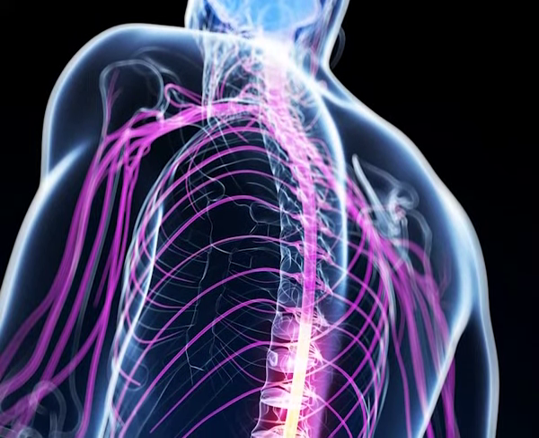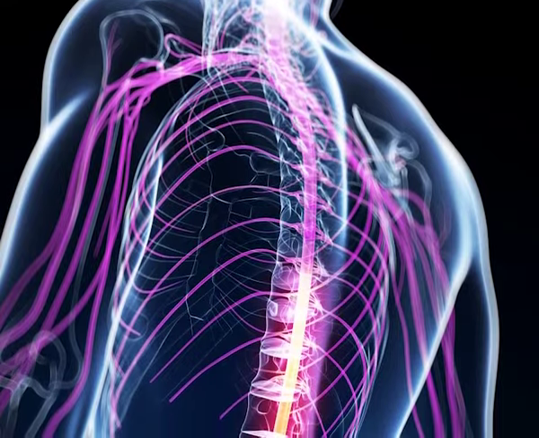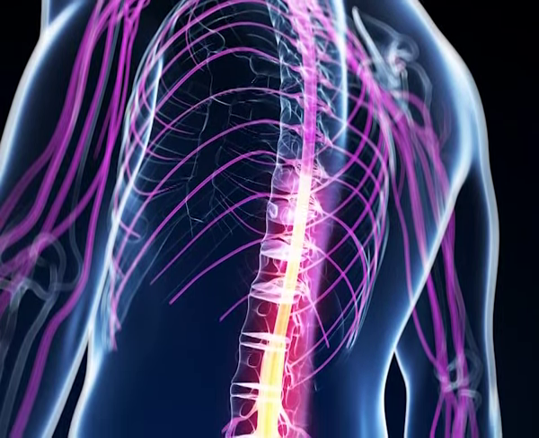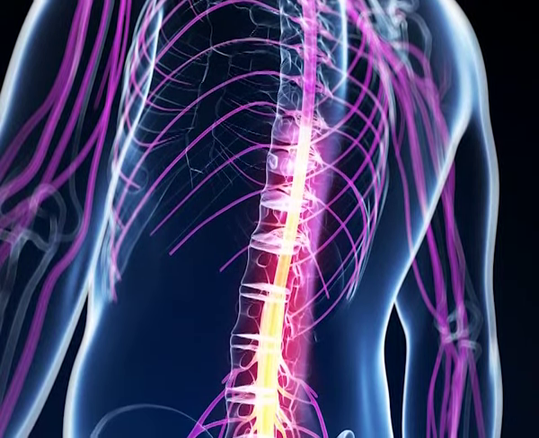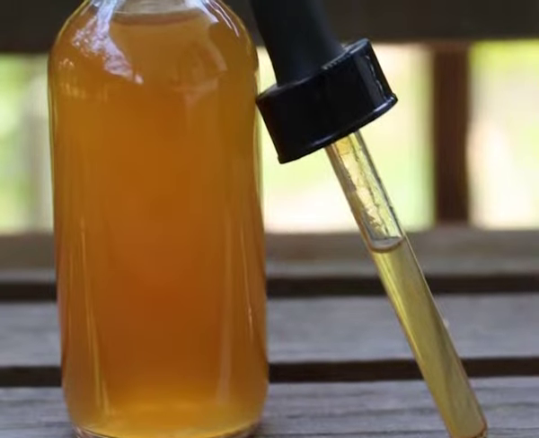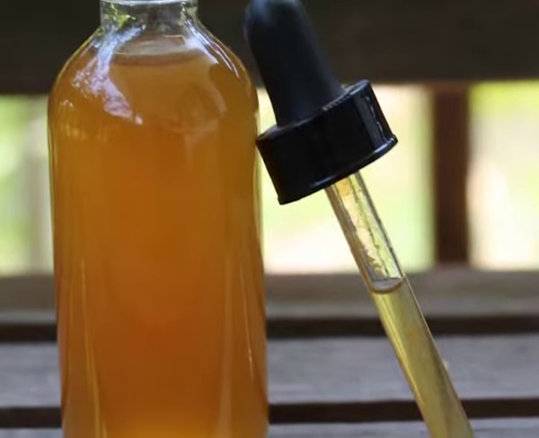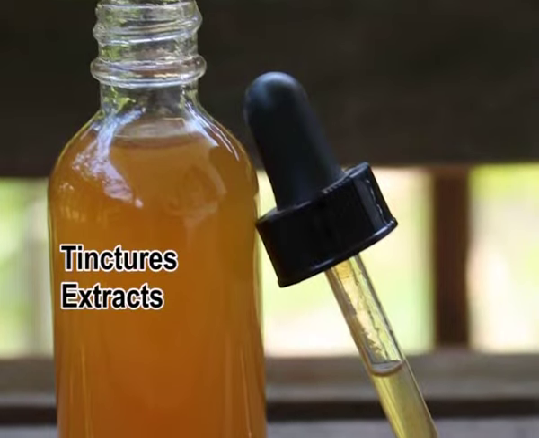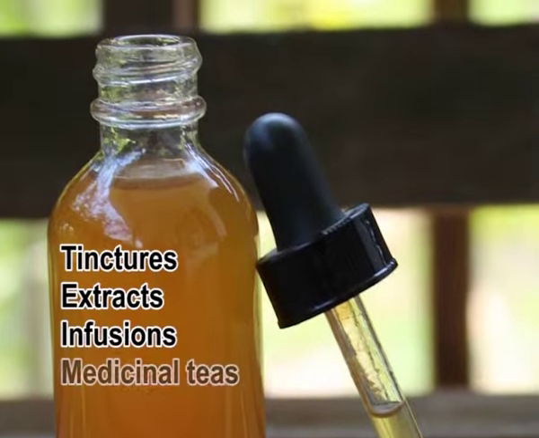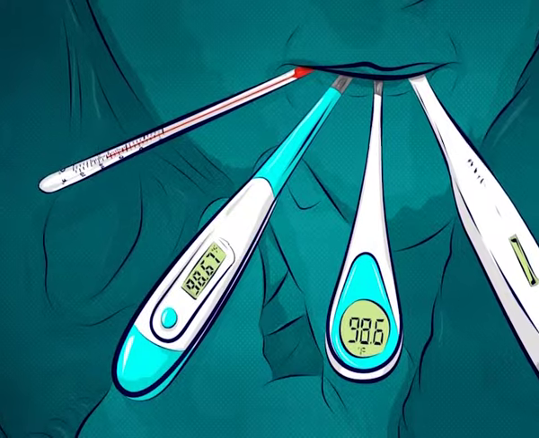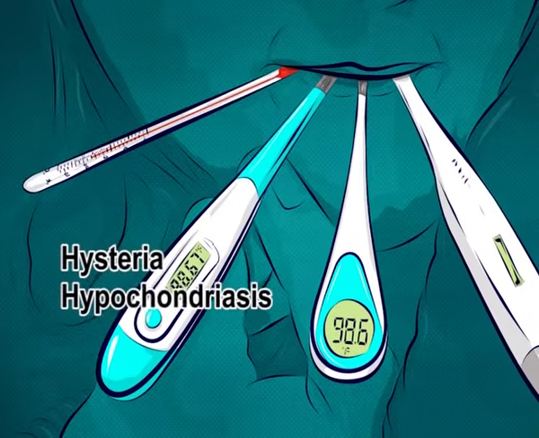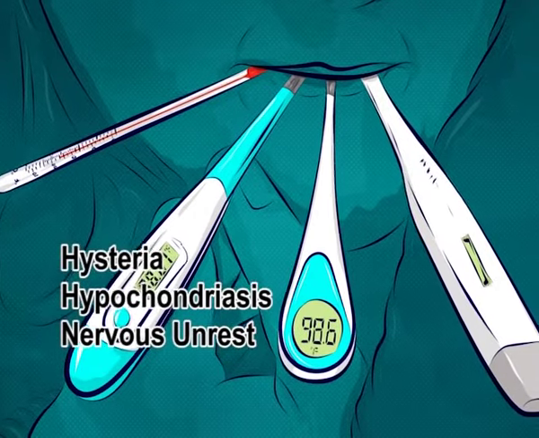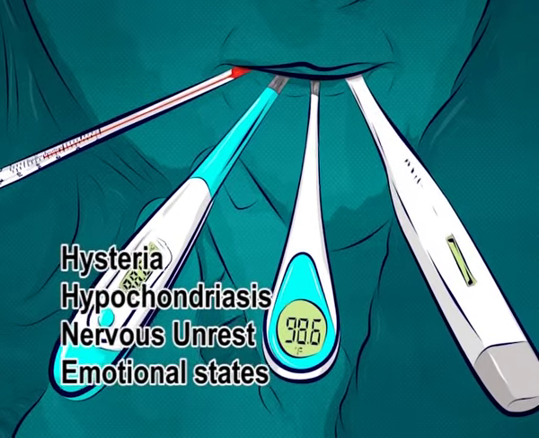Valerian roots and rhizomes possess antispasmodic and depressant action on the central nervous system, and it also has carminative property. Now, all these are used as sedative and tranquilizer to prepare tinctures, extracts, infusions and medicinal teas for the treatment of hysteria, hypochondriasis, nervous unrest and related emotional states.